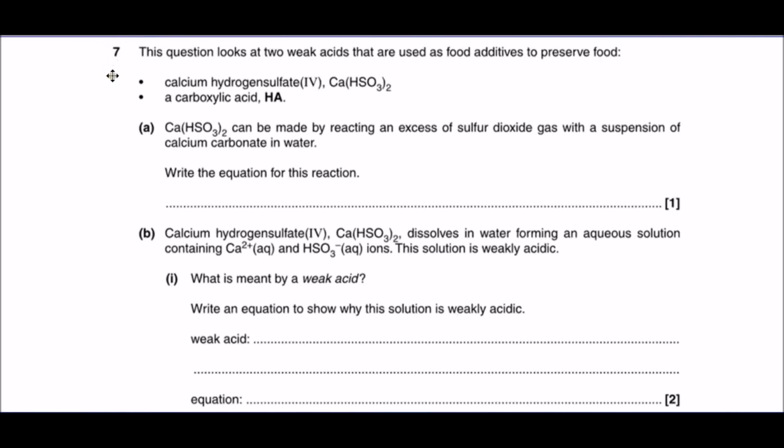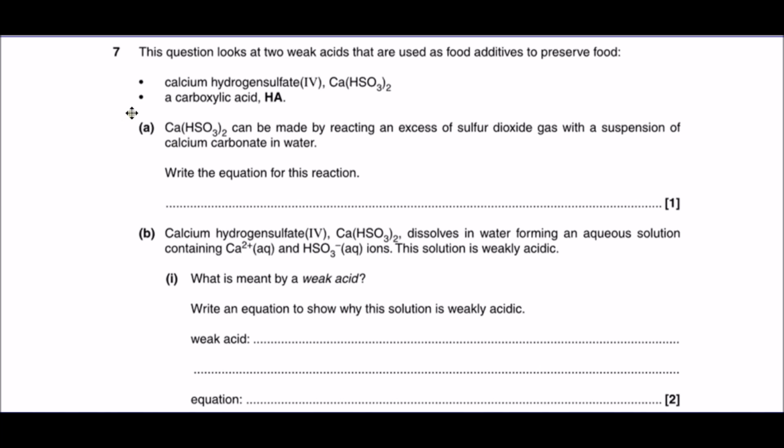Looking at question 7, this is an acids question. It's quite late on in the paper, so it's quite a difficult acids question in places. However, as with most questions, there are one or two things that everybody can attempt, and then you're going to build it from there. Okay?